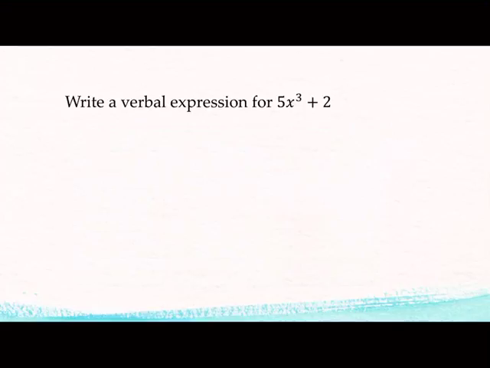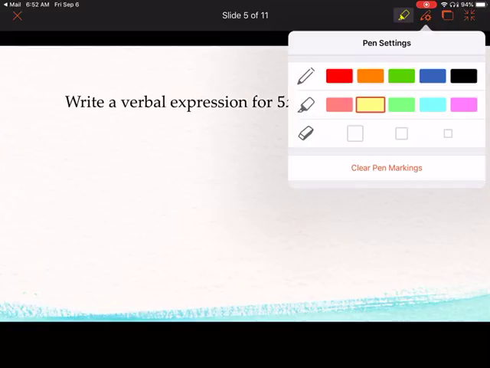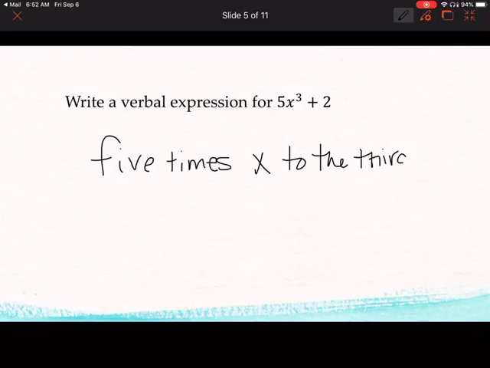So write a verbal expression for 5x to the third plus 2. So it's just kind of how I just read it. So I'm going to say 5 times x to the third power plus 2. So this is super easy because we're literally just writing what we would say for the most part.